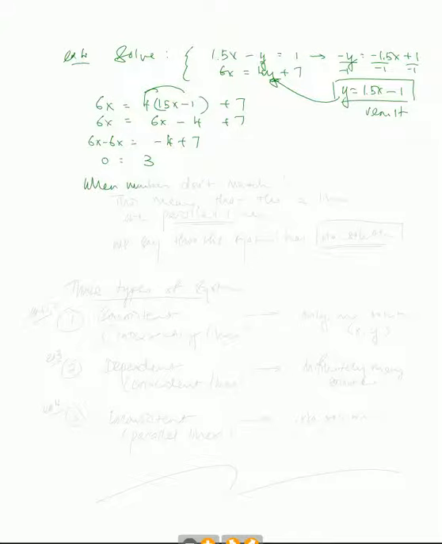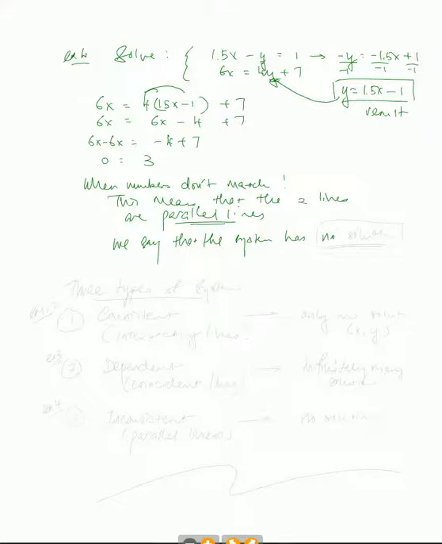So this time, unlike the earlier example, the numbers don't match. So when numbers don't match, okay, this means that the two lines are parallel lines. So if you are looking for a point of intersection but the lines are parallel, that's when we say that the system has no solution because there is no point of meeting.